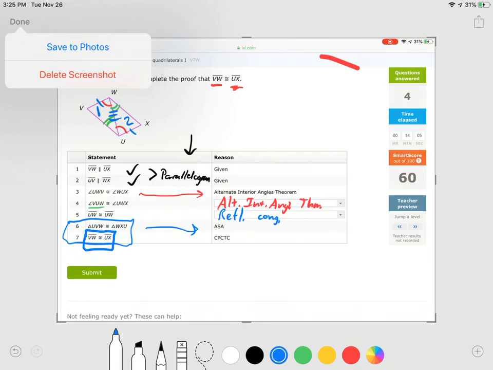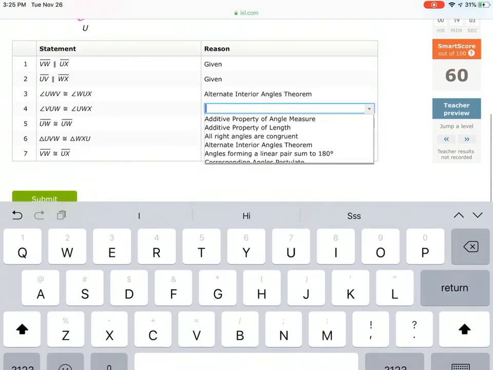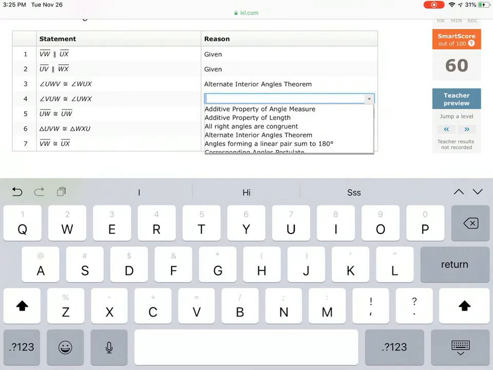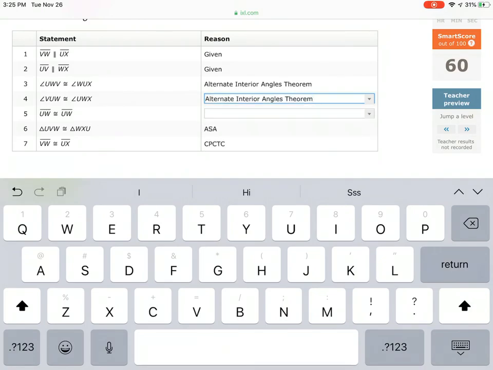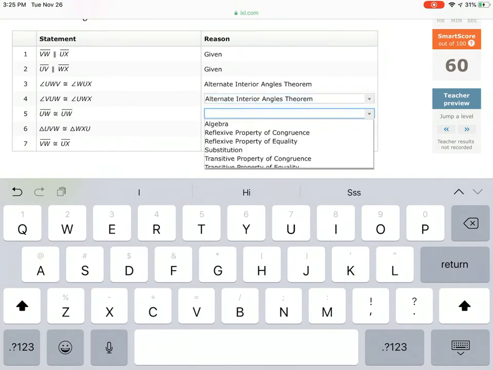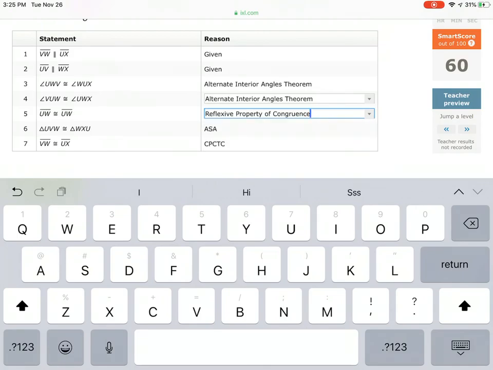Let's just plug that in, make sure we're right. Alternate interior angles and reflexive congruence.